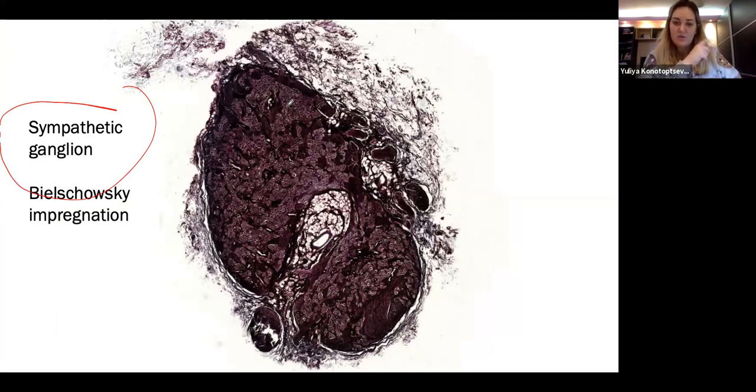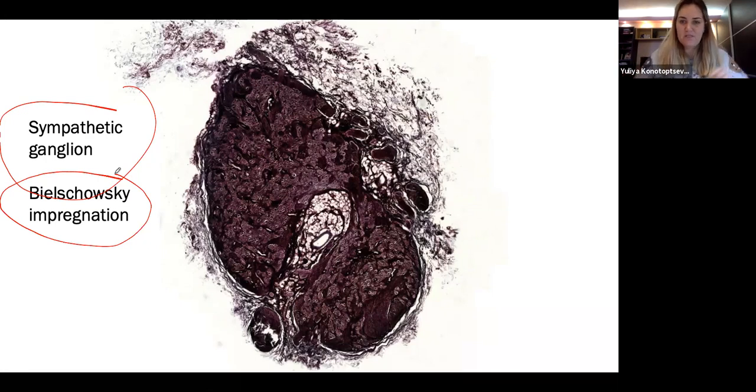Last semester, you should be able to see them, right? Right next to the vertebrae, you can see a bunch of paravertebral ganglia. The method of preparation here is Bielschowsky. Bielschowsky impregnation is a fancy way of saying silver impregnation. So in neuro, silver is Bielschowsky. You'll always see it.